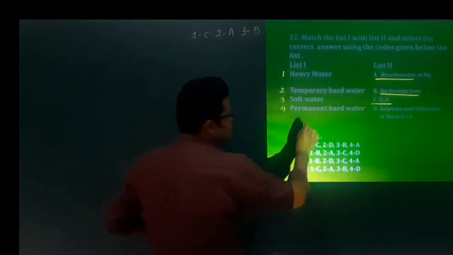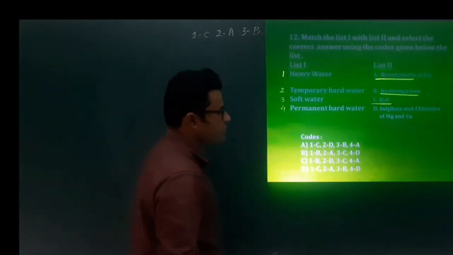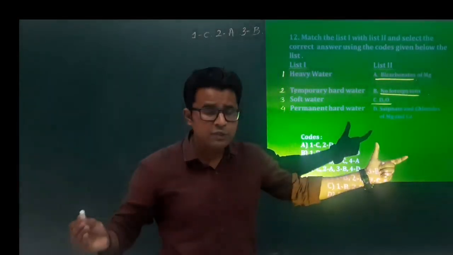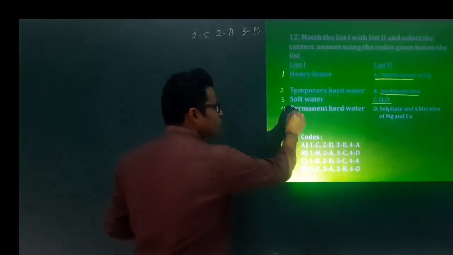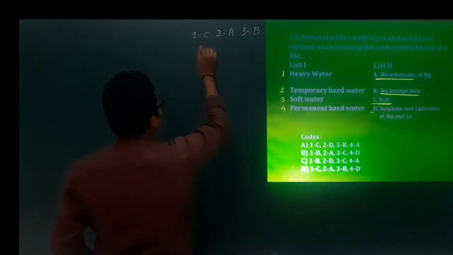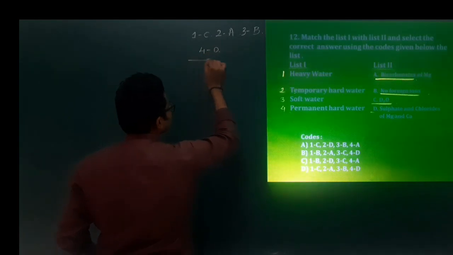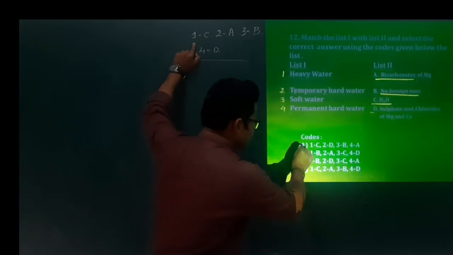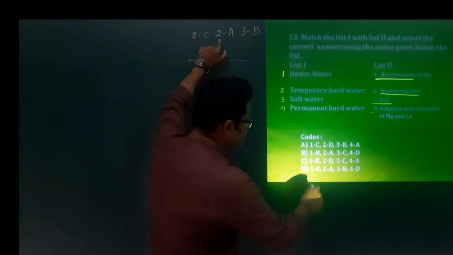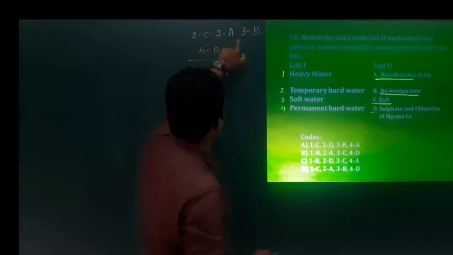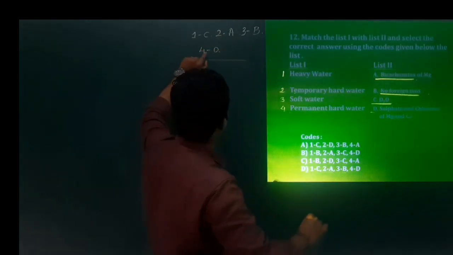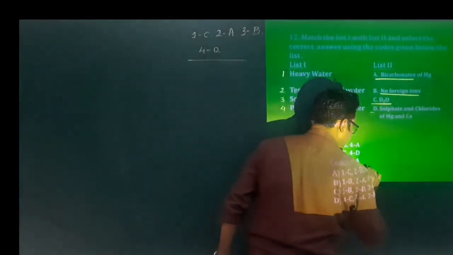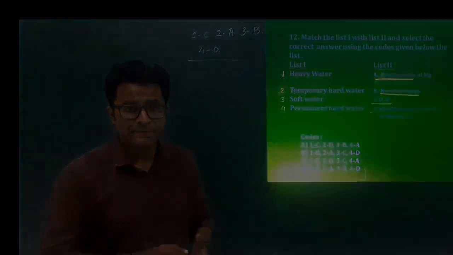Final thing, what remains is the permanent hard water. Permanent hard waters are especially due to the sulfates and chlorides of calcium and magnesium. So therefore, 4 goes to D. Let's see if we can match any of these. 1C, 2A, 3B, 4D. So therefore, the option in this particular case is going to be D.